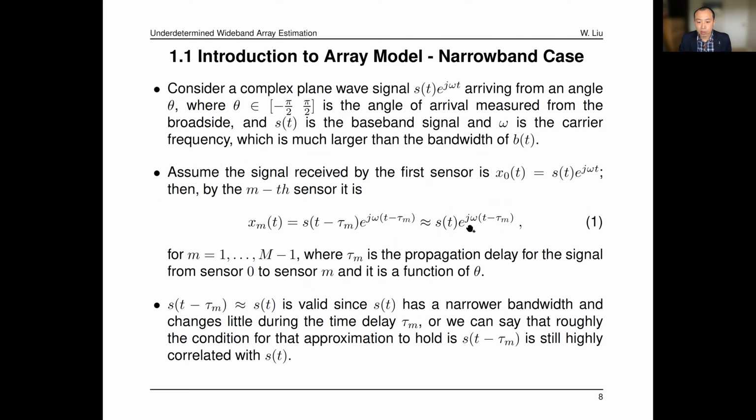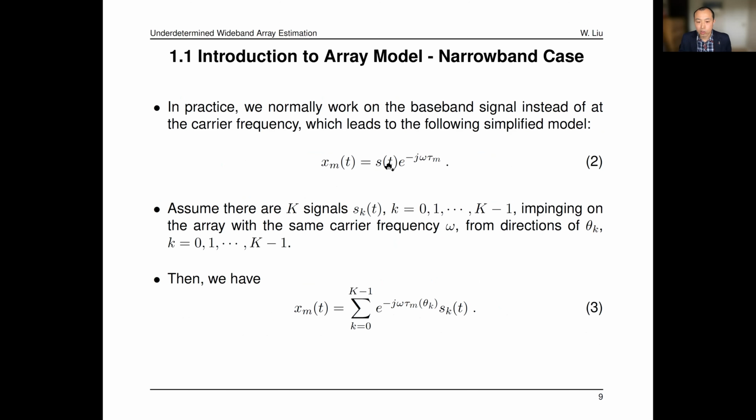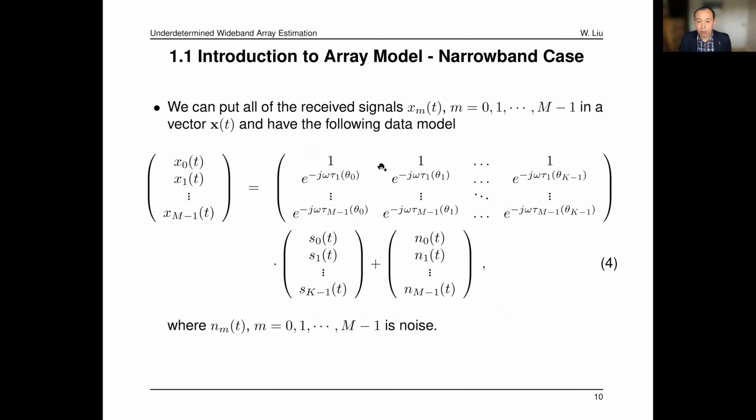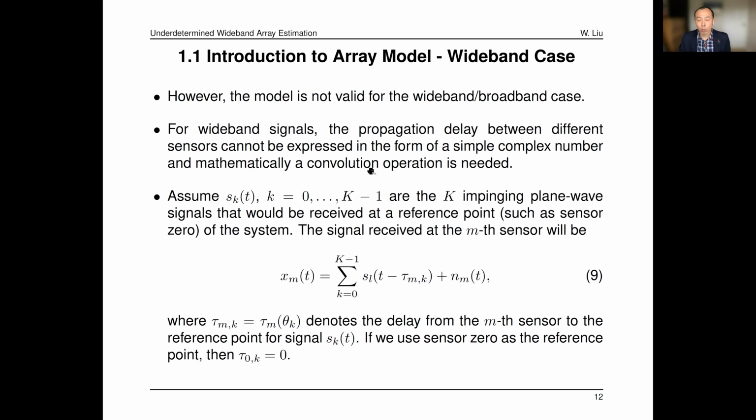Like this delay, the total effective delay is just a complex number, right? The signal itself, S(t), has no change across the array. But for the wideband case, you cannot have that result. So suppose this s_k(t) is the original, so K impinging plane wave signals would be received at the reference point, such as sensor 0. We can use sensor 0 as a reference point, or any point in space.